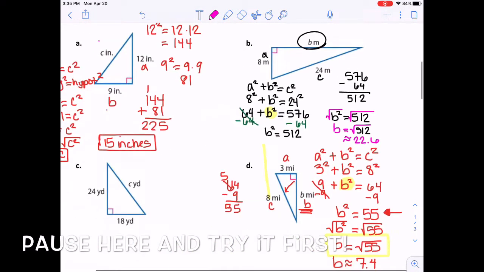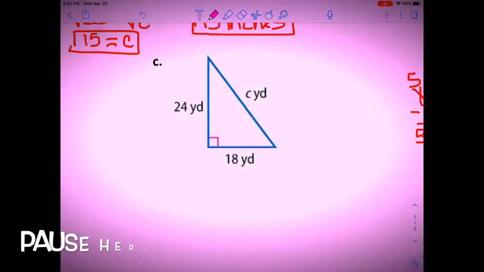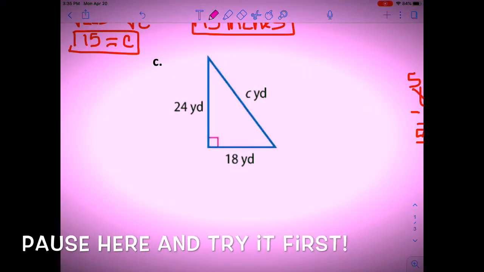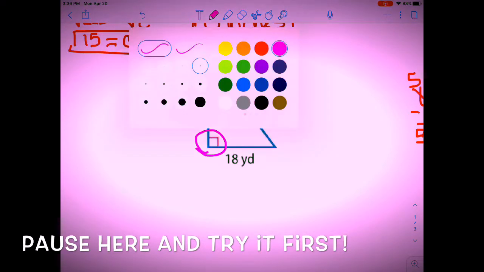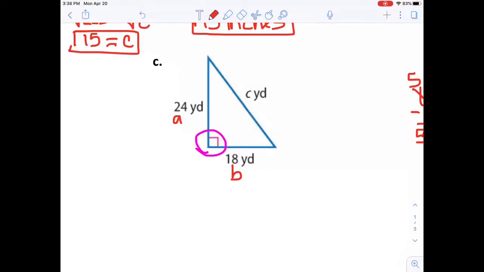Let's go ahead and look at C. Again, we have to point out, is it a 90-degree triangle? Yes, it is. We've got the box in the corner of our triangle right here. Remember that the 90-degree angle is made up by the legs of the triangle. So either one of these can be your A and your B. We're just going to go ahead and mark them like that, A and B. Now, we don't know C, right? So that's the missing length we're trying to find out.